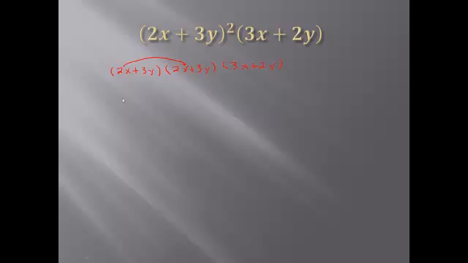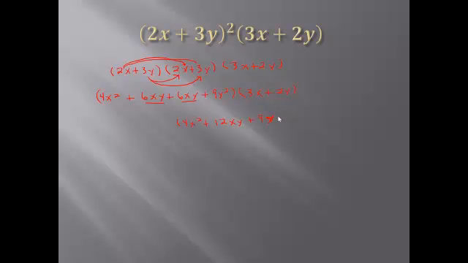So 2x times 2x is 4x squared. 2x times 3y is 6xy. Then distribute your 3y. Times 2x is 6xy. 3y times 3y is 9y squared. And then I have the like terms there in the parentheses, here and here. So I'll have 4x squared plus 12xy plus 9y squared.